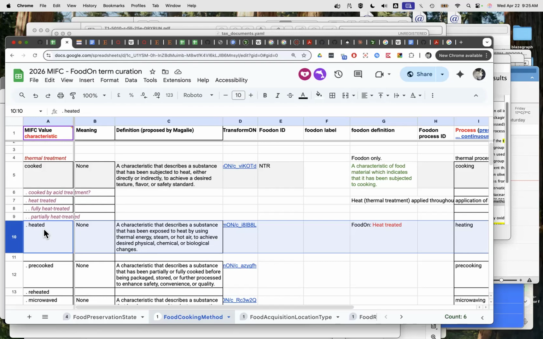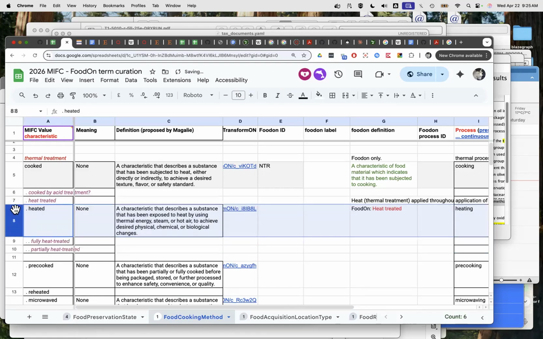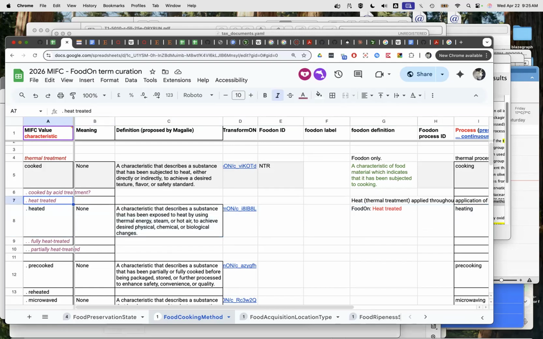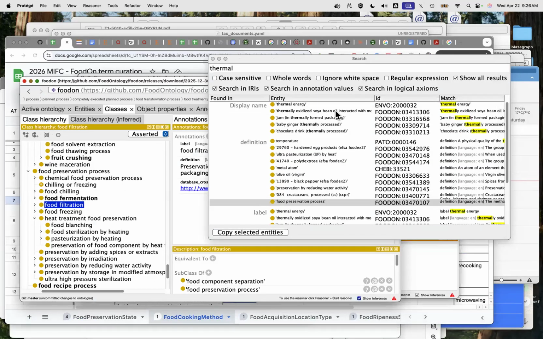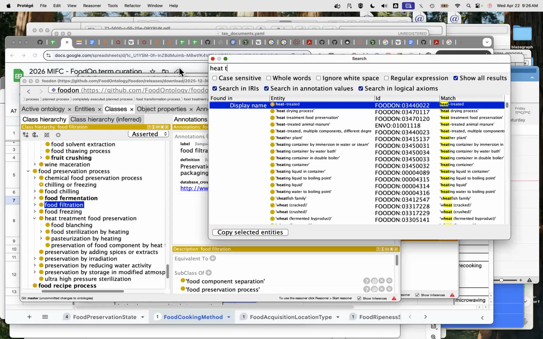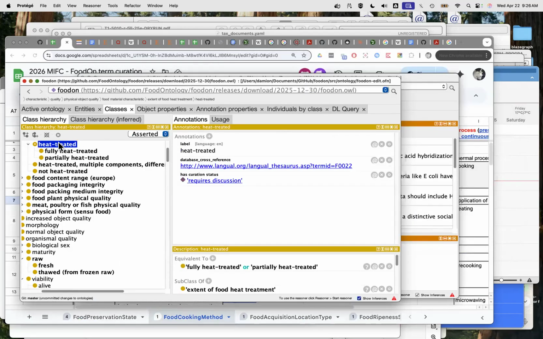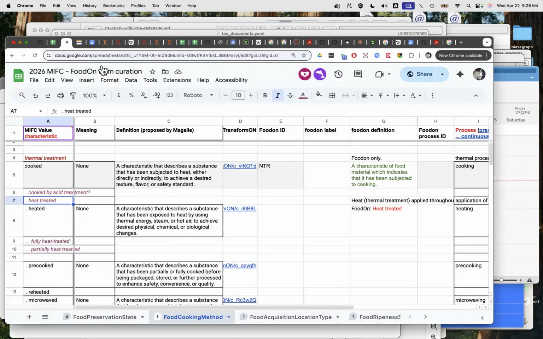Okay, because heated could be fully heat treated or partially. Yeah. Okay. So I think what I have as my FC's heated is the same thing as FoodOn's heat treated. Okay. So then we will use heat treated as the term for FoodOn. And it doesn't matter that the language is slightly different because it's just going to map to my FC anyway. So it's all good. Okay.